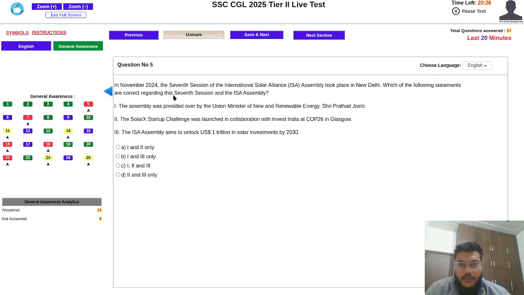In November 2024, the 7th session of the International Solar Alliance Assembly took place. The assembly was presided over by the Union Minister Shri Prahlad Joshi. Prahlad Joshi है क्या मनारी? The Solar Startup Challenges.